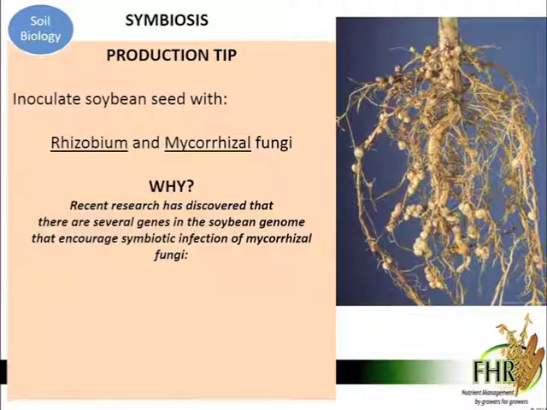Soybean production tips: inoculate soybean seed with rhizobium and mycorrhizae fungi. Why? Recent research has discovered that there are several genes in the soybean genome that encourage symbiotic infection of mycorrhizae fungi. So when you look at wanting to figure out how to get more nodulation on your soybeans, these are things to be looking at.